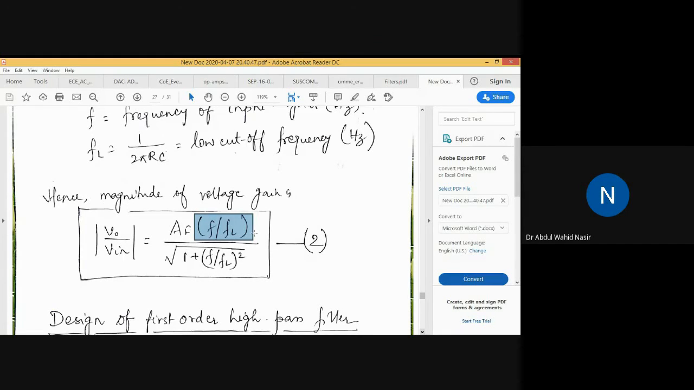It looks or appears exactly the same. The only thing is that the cutoff frequency for a high pass filter will be fL, and also one term will be associated with AF, that is f by fL in a high pass filter. Okay, so the magnitude gain for a first order high pass filter, that is mod of Vo by Vin, is AF into f by fL divided by root under 1 plus f by fL whole square. Okay, equation number 2.